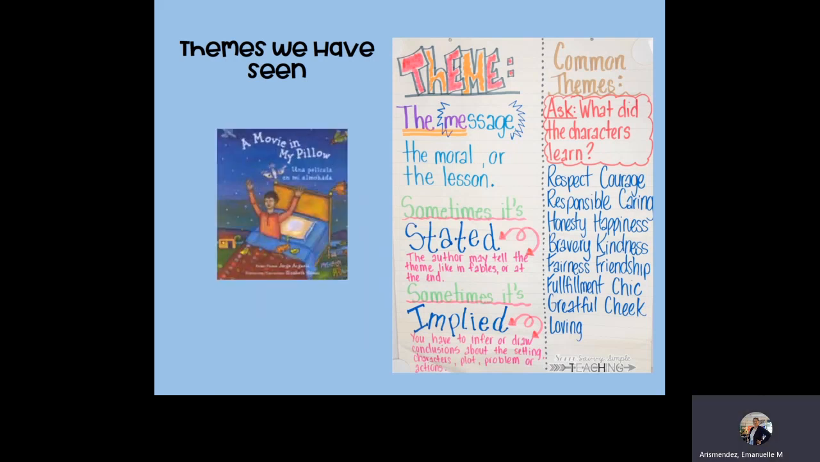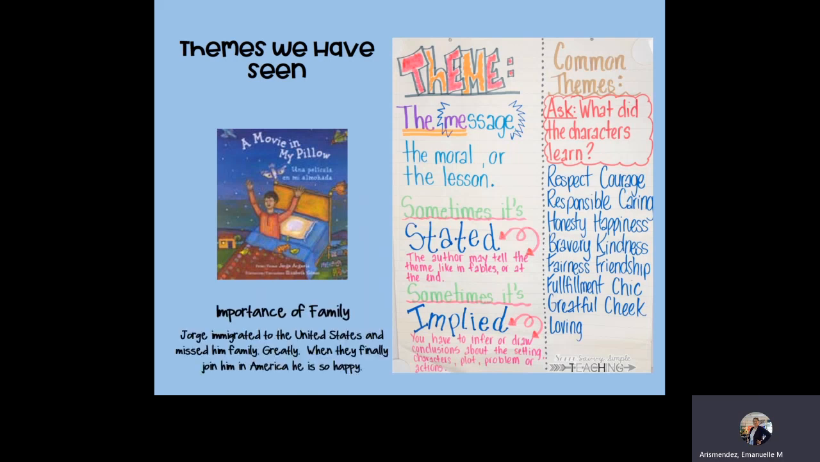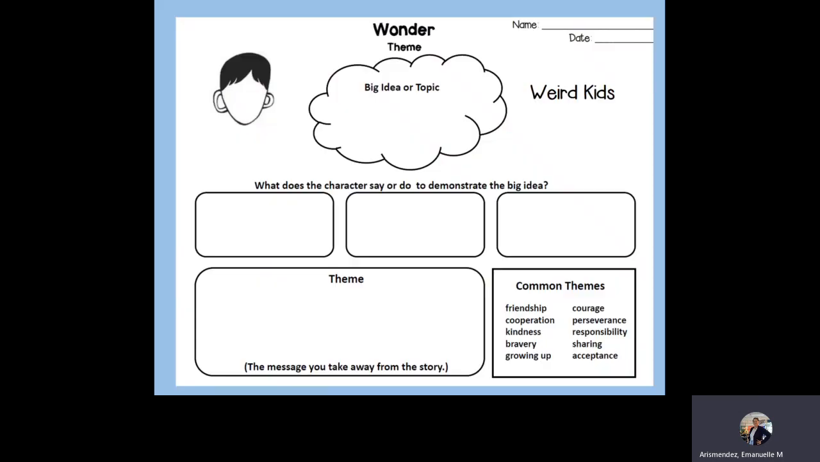And finally, we read the poetry book called A Movie in My Pillow. And we learned about Jorge and how he had moved from El Salvador into the United States. So what was the theme of this book? Do you remember? It was about the importance of family. Don't forget that Jorge immigrated to the United States and missed his family so much. When they finally joined him in America, he was so happy.